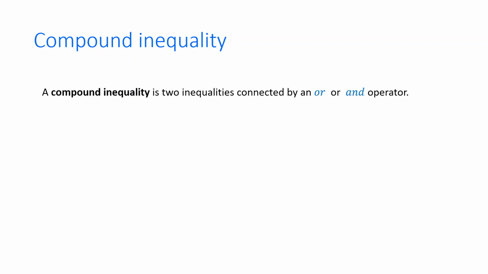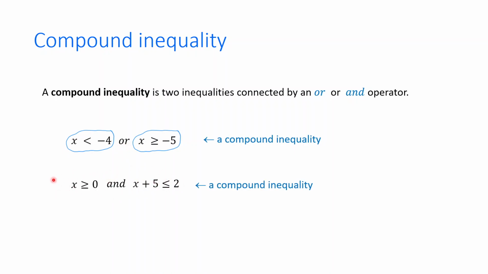This video is about a compound inequality. So what is a compound inequality? A compound inequality is two inequalities connected by an or, and operator. This is a compound inequality because there are two inequalities connected by an or. This is another compound inequality. Here, two inequalities are connected by an and.